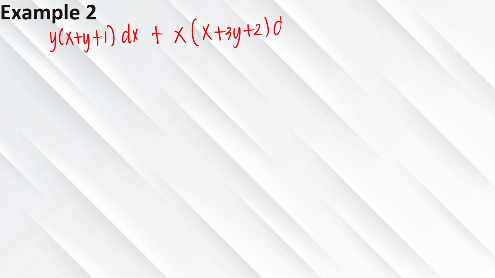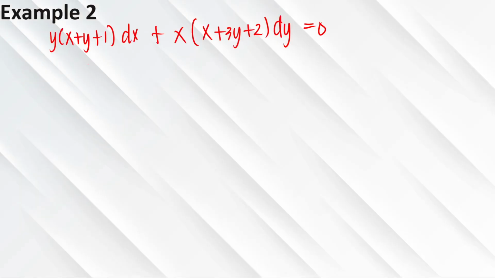So, the original equation, again, i-rewrite natin: y times (x plus y plus 1) dx plus x times (x plus 3y plus 2) dy equals 0. Let me check kung tama. Yes. And then, i-multiply natin yung nakuha natin na integrating factor, which is y. Direkta na natin i-multiply. Y times y is y squared.